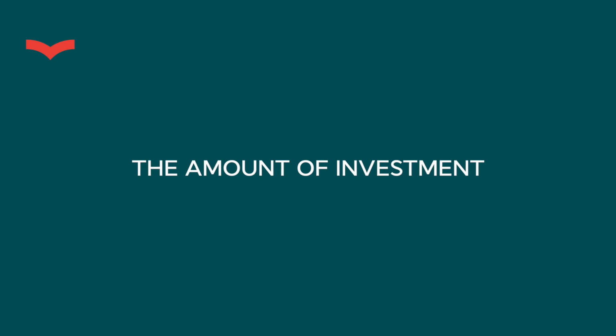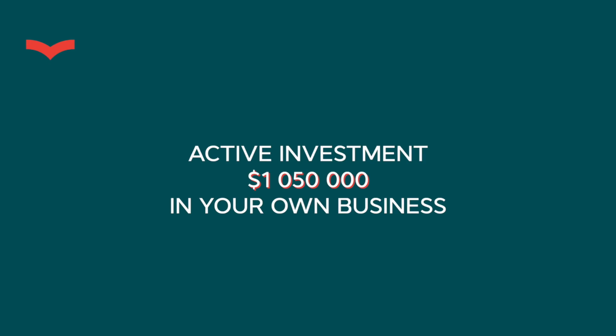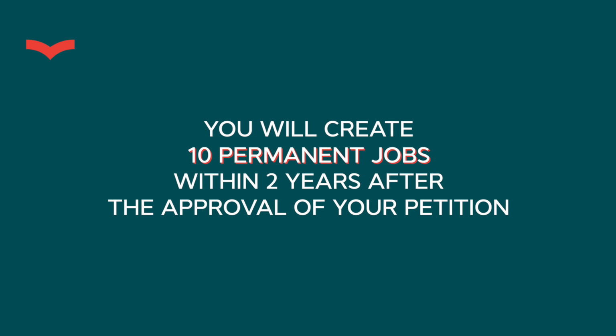Number two is the amount of investment. For EB5 visa, we have two categories. It's a passive investment where you invest $800,000 in a so-called regional center. That's a company that's accredited by the US government and that is allowed to accept foreign money in exchange for the green card. Active investment, when you invest $1,050,000 in your own business, in your new startup, and you will create 10 permanent jobs within 2 years after the approval. So these are two different sums of money, $800,000 and $1,050,000.